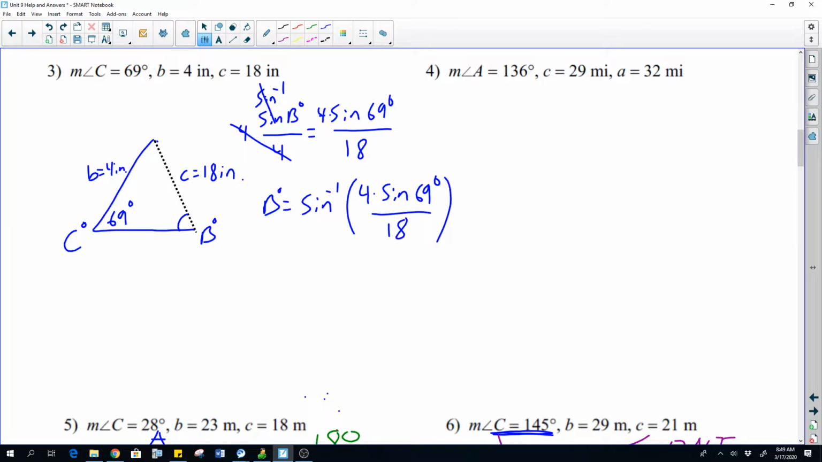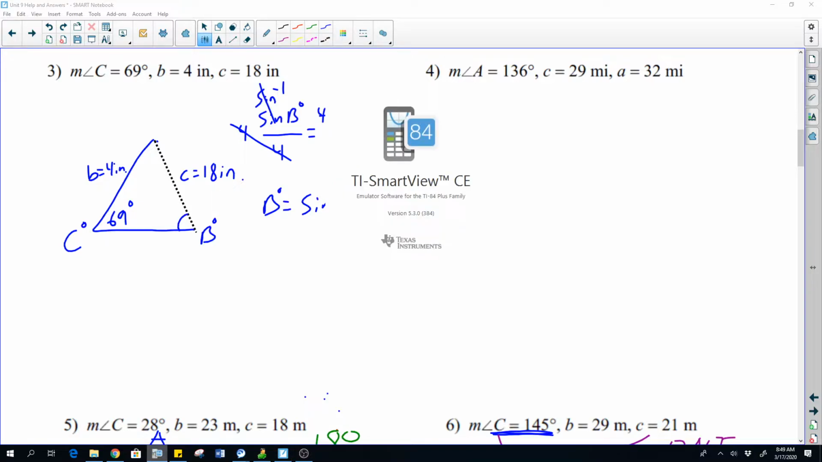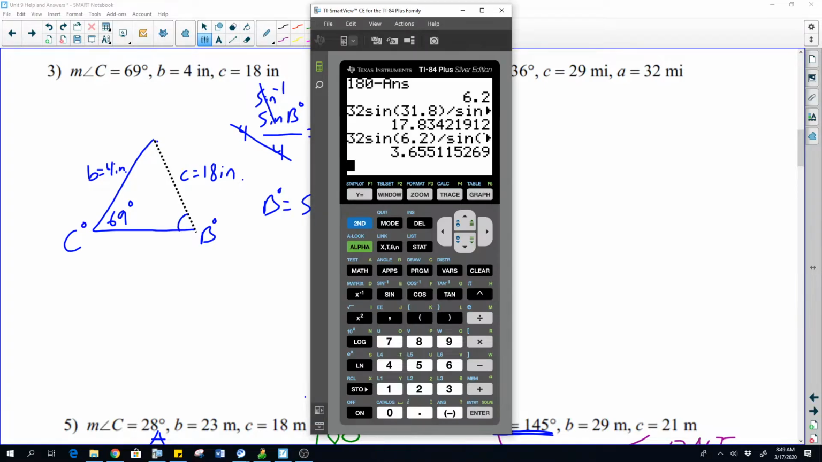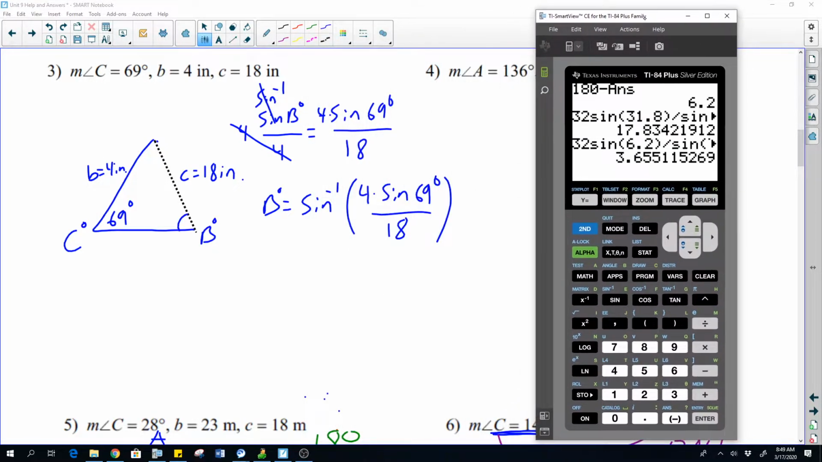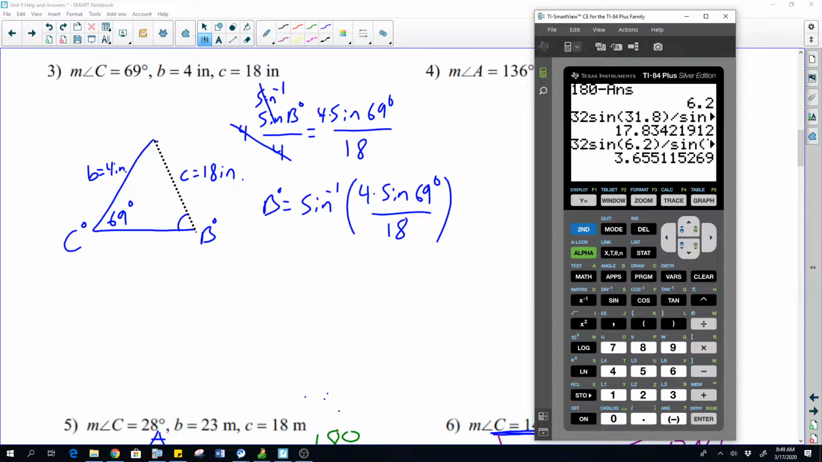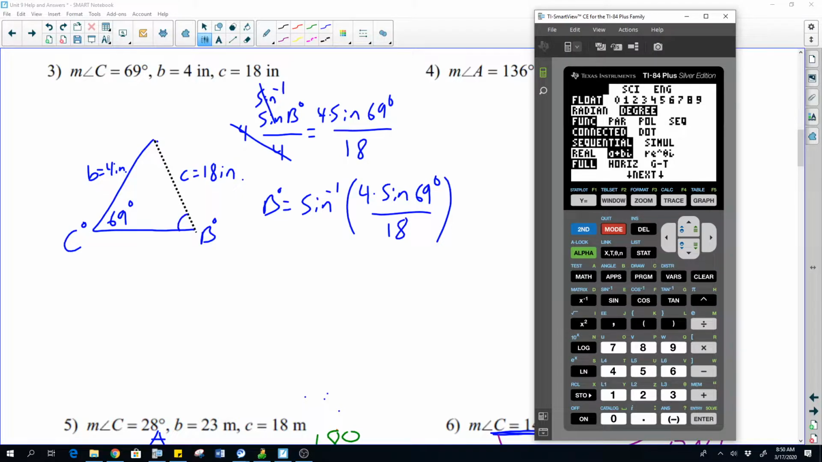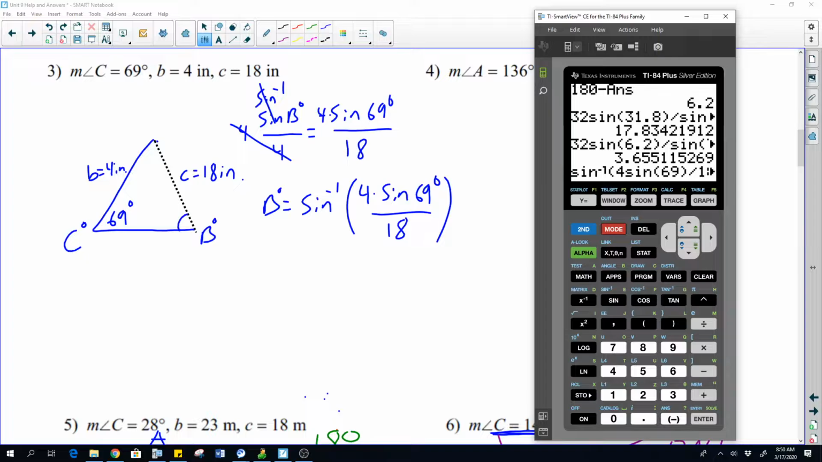So let's plug that into our calculator. Go ahead and pause me and do it right now. See if you get it right. What did you get for angle B? So we go second sine, inverse sine of 4 sine 69 degrees. Don't forget to close parenthesis. Divided by 18. Close parenthesis. Also make sure before you push enter that your mode is in degrees. If it's in radians, make sure you put in degrees. Then we'll push enter.